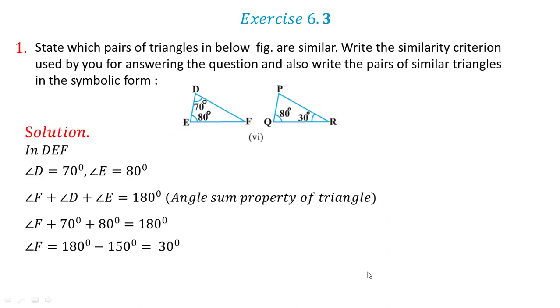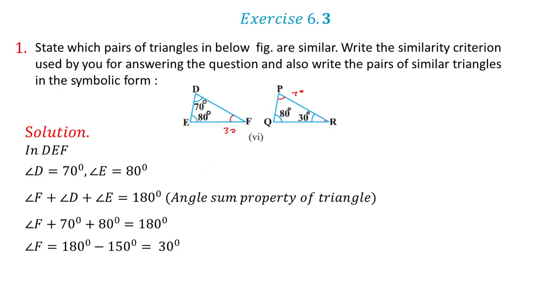Now see in this figure, one angle 70 is given, other angle 80 is given. Here one angle 30 is given, other angle 80 is given. Now with all my knowledge I can find out this third angle. You can find this third angle by angle sum property. So if you calculate this third angle, here you will get 30 degree, and here this third angle you will get 70 degree.